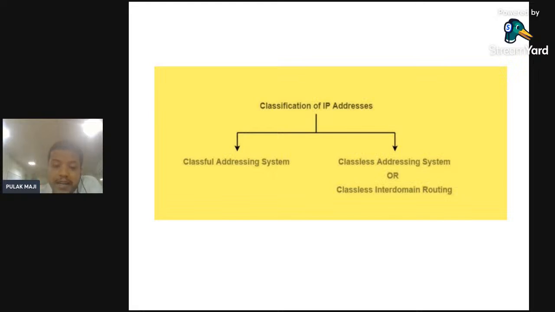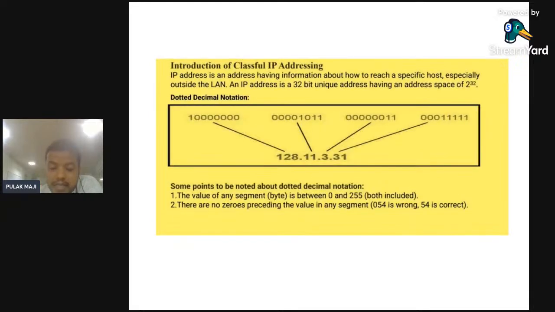In classful addressing, we have 5 classes: A, B, C, D, and E. Classless addressing, what is classless addressing? We'll discuss it later after some time. But now you have to concentrate on how classful addressing works. So classful addressing is further classified into 5 classes: A, B, C, D, E.